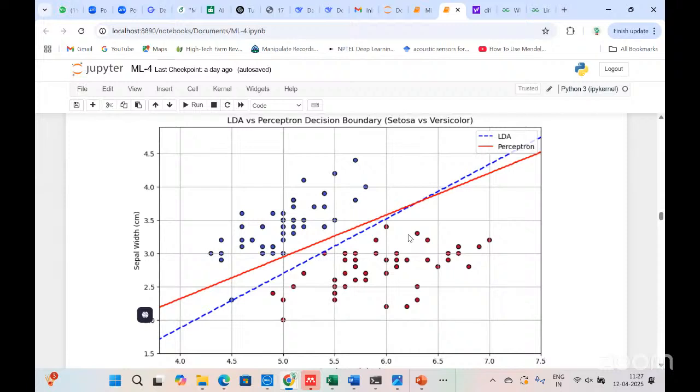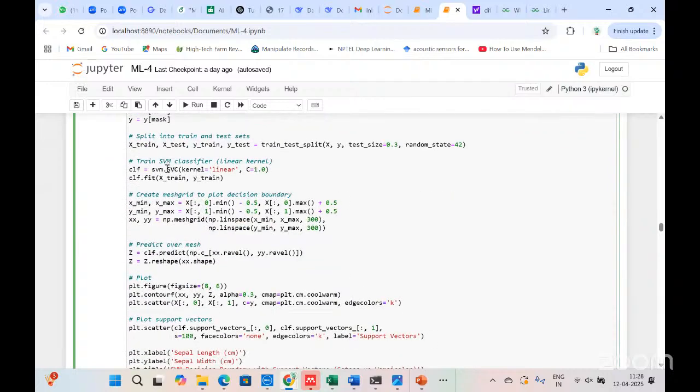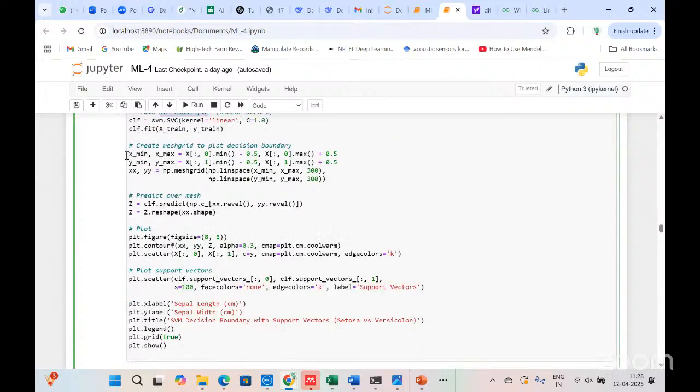So in the previous program, we have seen the differences between LDA and perceptron. Now we will see how by using support vector machine, the support vectors will be placed in the correct dimension using an optimal solution. So here in the next program, I am taking the same data set. I am using the SVM classifier, support vector machine classifier. I have plotted 2 axes.